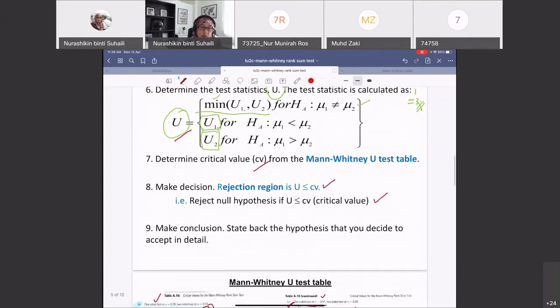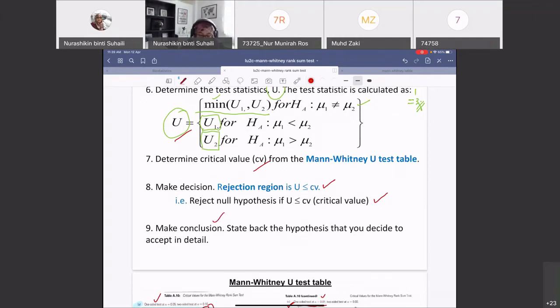And at the end, you have to make a conclusion. When you make the conclusion, you have to be specific. You have to go back to the problem. You cannot just end with "accept null hypothesis", because I don't know what that means. You have to state back what is meant by the null hypothesis in the case that you're analyzing, going back to the parameter mentioned in the problem. So that is the conclusion.